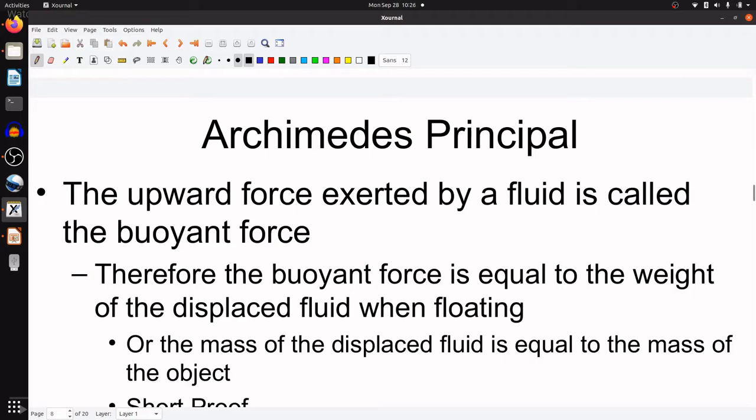All right, Archimedes' principle is that the upward force exerted by a fluid is called the buoyant force. Actually, that's not Archimedes' principle, but it gets to Archimedes' principle. This buoyant force is kind of cool. It is the inherent upward force on an object in a fluid, particularly water, which is what we mostly deal with. And it's really hard to visualize.